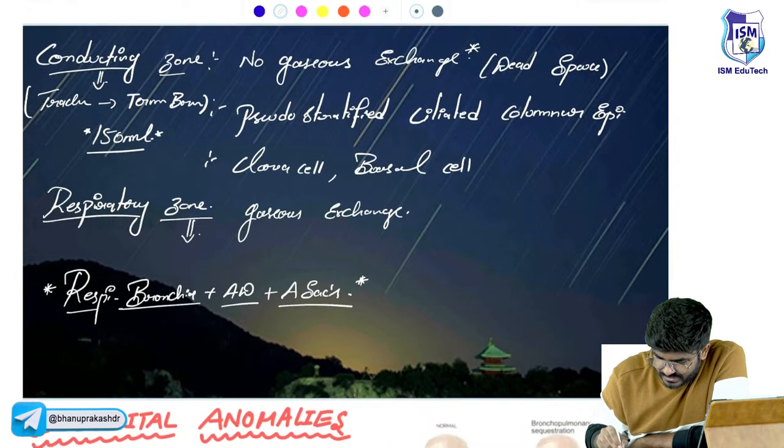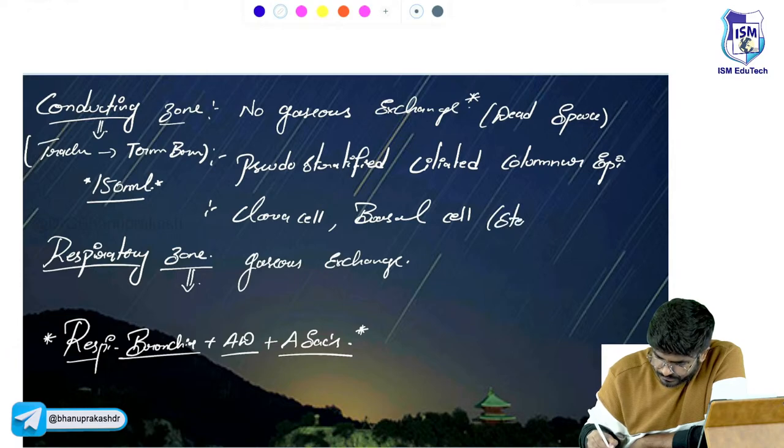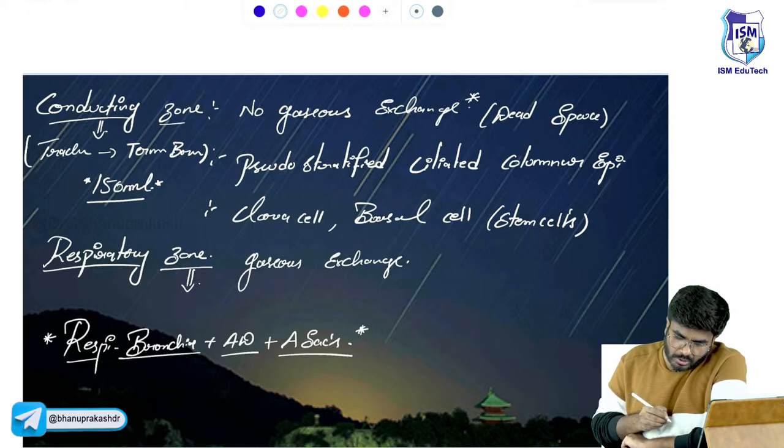See, this Clara cell and basal cell, they are considered as stem cells. Okay, done, good. Now let's talk about the respiratory zone.